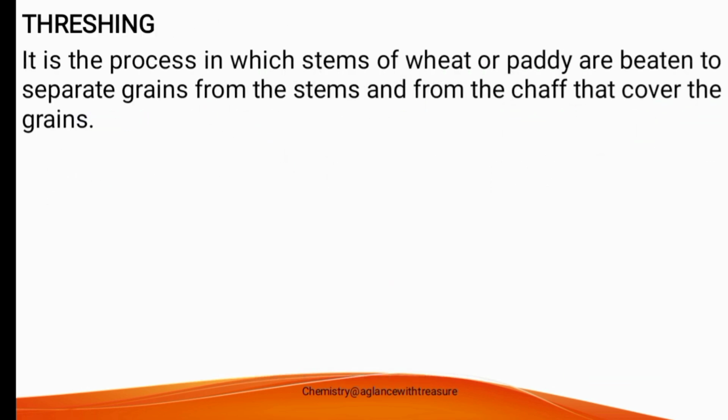The next technique is threshing. It is a process that is mostly used by farmers, in which stems of wheat or paddy are beaten to separate grains from the stems and from the chaff that cover the grains. This is all for threshing.